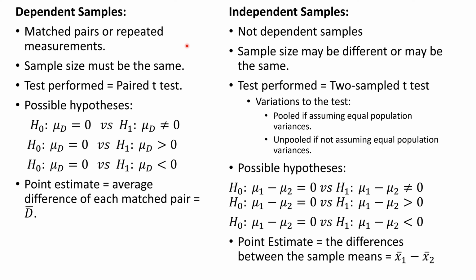Here is a side-by-side comparison between dependent samples and independent samples. In dependent samples, we are using matched pairs or repeated measurements. And in independent samples, we are using samples that are not dependent. In dependent samples, the sample sizes must be the same. In independent samples, sample sizes may be different or may be the same. For dependent samples, we perform a paired t-test. In independent samples, we use a two sample t-test.